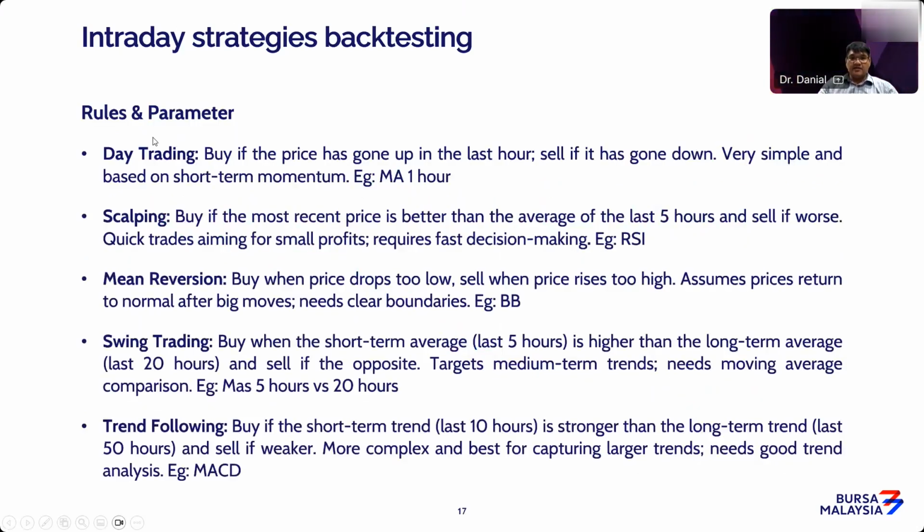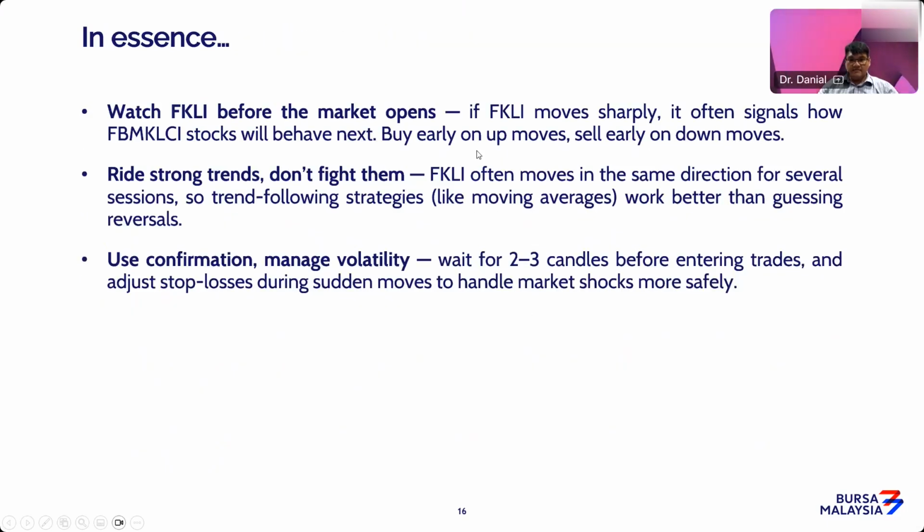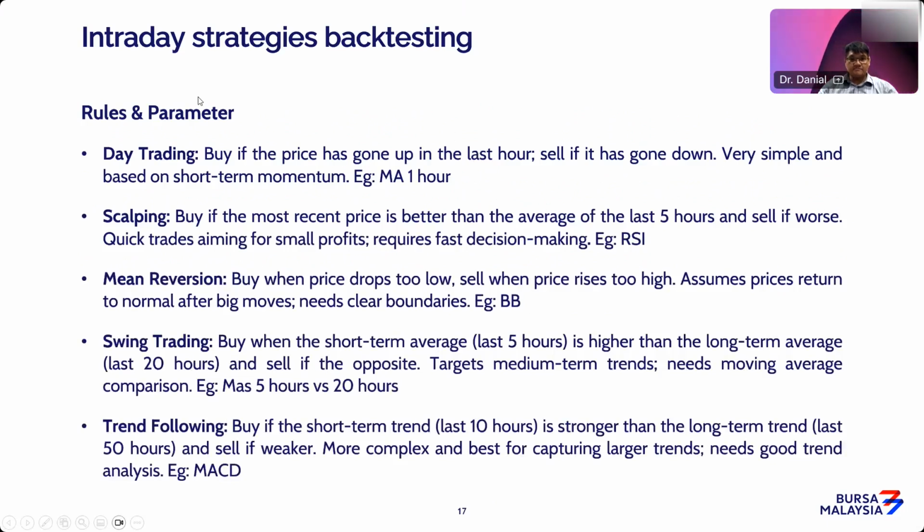Okay, so in order to confirm our sharing just now, let's do the backtesting of intraday strategies. These are 5 common strategies: day trading, scalping, mean reversion, swing trading, and trend following. These are all very common. For day trading, we use the 1-hour MA. For scalping, we use the RSI. For mean reversion, we use the Bollinger Band. For swing trading, we use the crossover between the 5-hour and the 20-hour. For trend following, MACD.